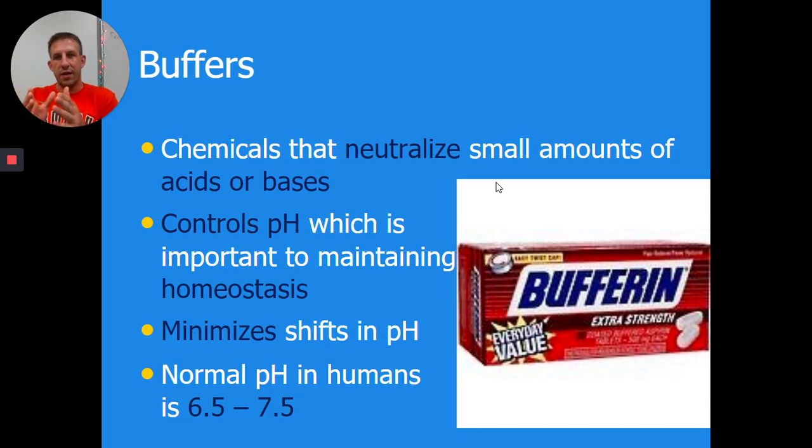Now, something that we can use to minimize the shifts of certain substances between acid and base is something called a buffer. I bring up buffers because there are many different types of chemical buffers in human bodies and living things, and they help to maintain our homeostasis. The normal pH of human blood is anywhere from 6.5 to 7.5, and when we start to get out of that range, our body doesn't get happy.